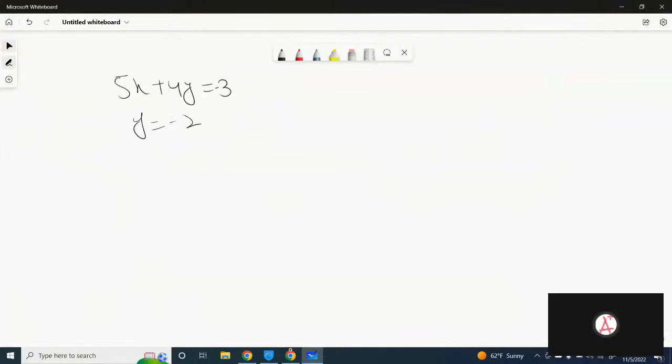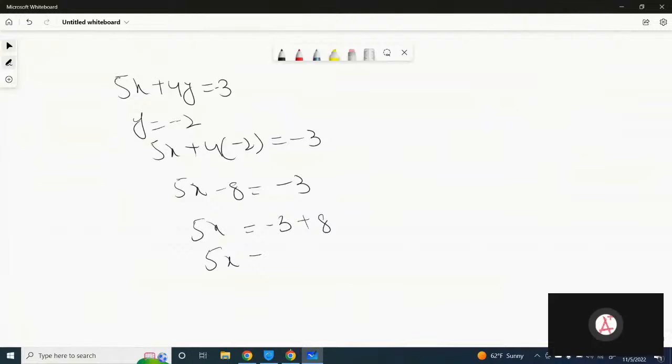And y equals negative 2. So just replace the y with the given value. So it is 5 times x plus 4 times negative 2, and that equals negative 3. So 4 times negative 2 is negative 8. So move that negative 8 to the other side, so it would be negative 3 plus 8. So 8 minus 3 is 5. So divide both sides of the equation by 5. So x equals 1. So the point is 1 and negative 2. Got it?